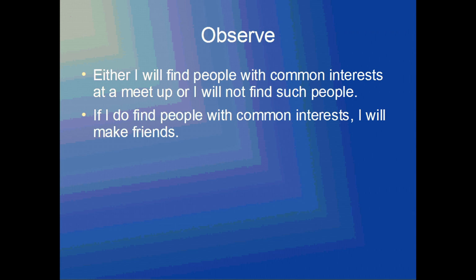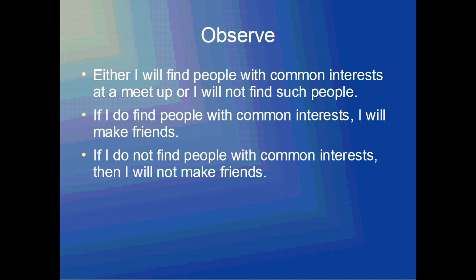Okay, so then I follow up with a conditional proposition. This one affirms the first disjunct. If I do find people with common interests, then I will make friends. This next one contains the second disjunct. If I do not find people with common interests, then I will not make friends. So we know that either way, if I go to a meetup, either I will find people with common interests or I won't. And since we know that's true, we know that I'll either find friends there or I will not find friends.